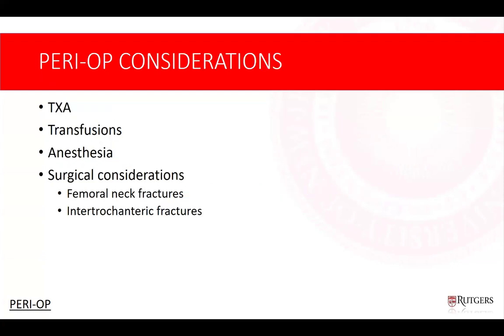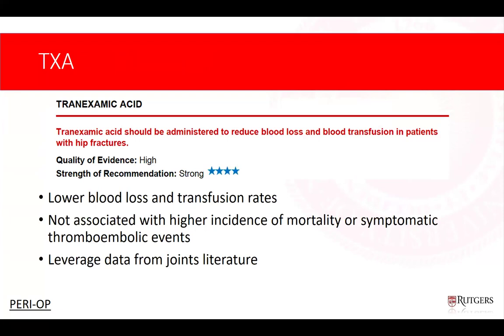We'll move on to the perioperative considerations. We'll start with TXA and then talk about a couple of others. For TXA, or tranexamic acid, there is actually high quality evidence and a strong recommendation in the clinical practice guidelines for its routine use in hip fracture surgery. A lot of us are aware of its use in the joints literature as well as some others. It's been associated with lower blood loss and transfusion rates without a higher incidence of mortality or symptomatic thromboembolic events.